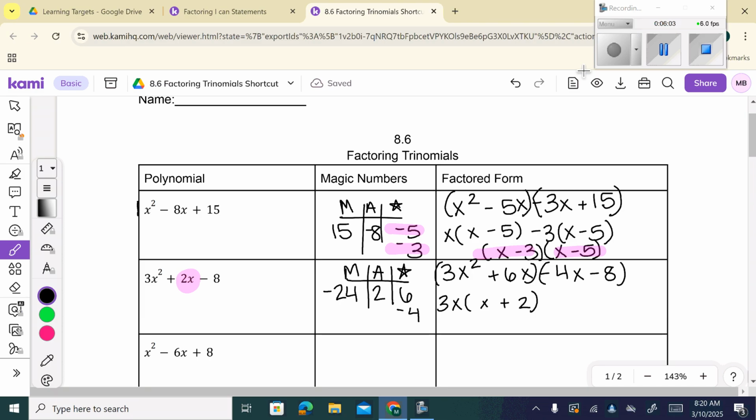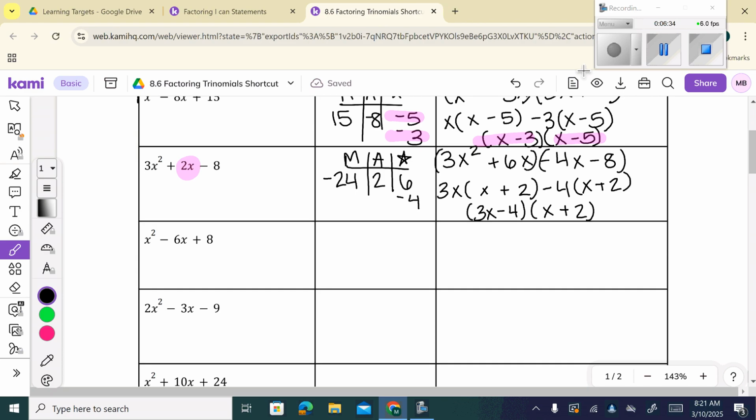All right, what's my GCF for the second group? 4. What kind of 4 should I probably take out? Negative 4, because they're both negative. And now I'm going to have x plus 2. How do I know I'm on the right track? They match, so I'm going to have 3x minus 4. And what's my other factor going to be? X plus 2. All right, now go look at your magic numbers and your answer. Did the same thing happen on this one that happened on the other one? No. Okay, so let's go look at this third one. Go set up your chart.